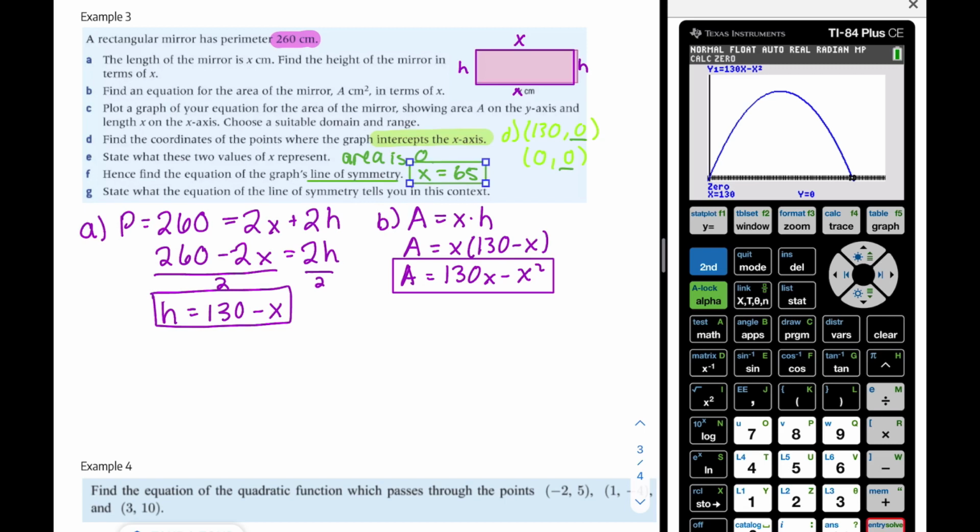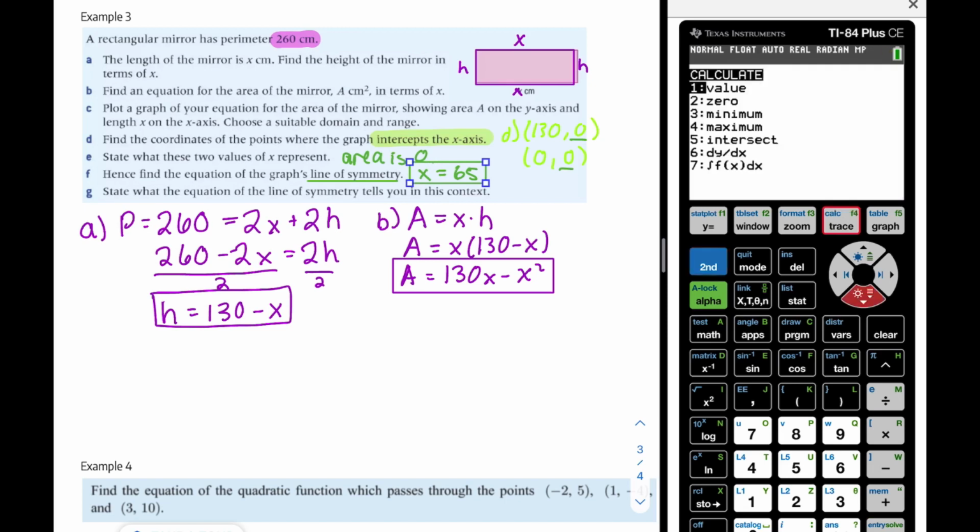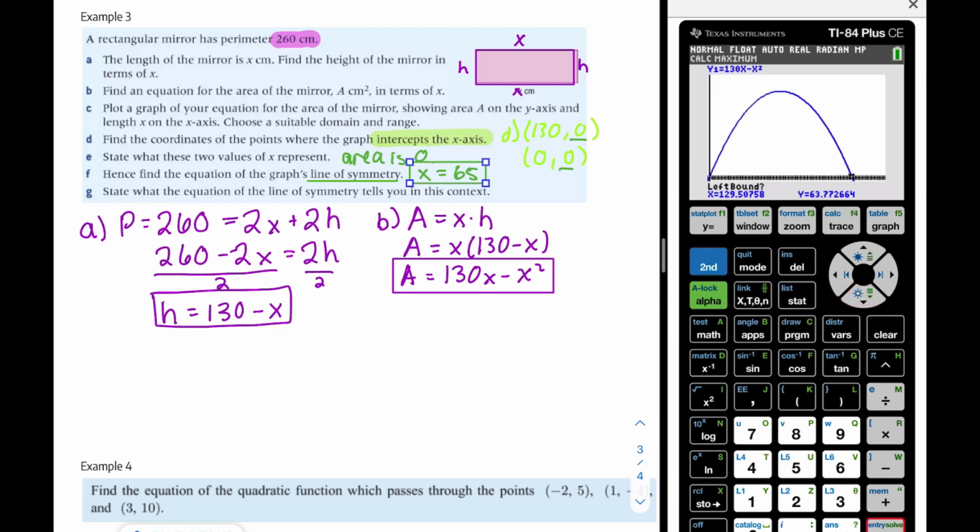Another way you could have done it, second function trace, and what is the maximum point? For the maximum point, you're going to the left of the maximum point, and then you're going to the right of the maximum point, and then you're guessing where that maximum point is. And they give you the maximum is 64.9999, which rounds to 65.